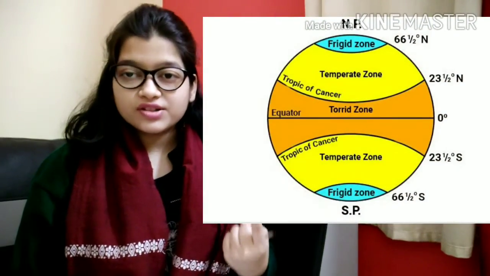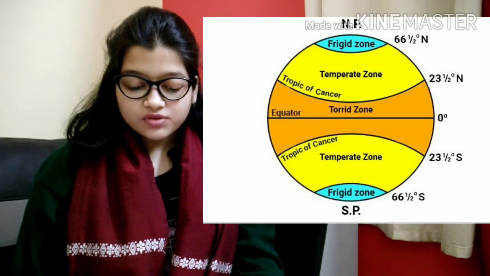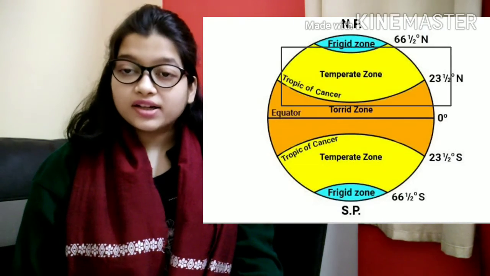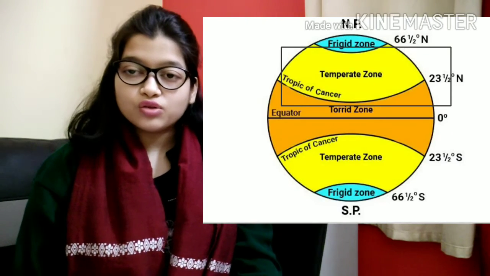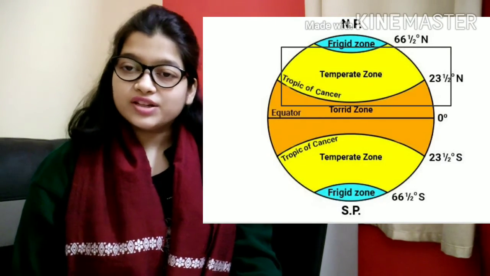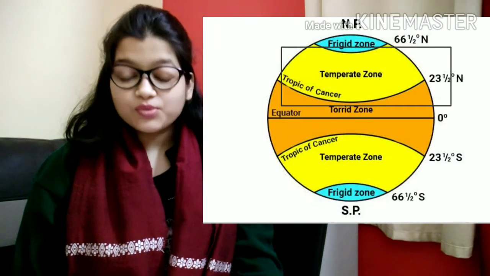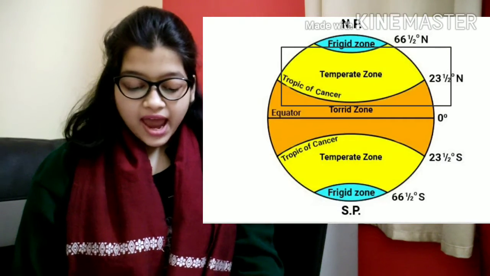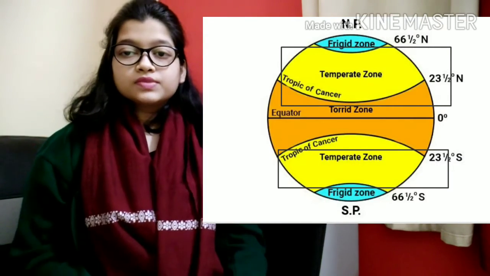So the temperate zone is a zone that lies in two hemispheres, in two parts. I am talking first about the northern hemisphere. In the northern hemisphere it is from the Tropic of Cancer to the Arctic Circle. That means 23.5 degrees north to 66.5 degrees north. And in a similar way, in the southern hemisphere it is from the Tropic of Capricorn to the Antarctic Circle. So that is the extent.